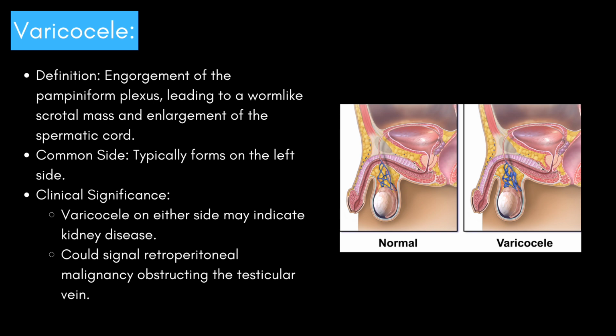Let's start off by taking a look at varicocele. Definition: engorgement of the Pampiniform Plexus leading to a worm-like scrotal mass and enlargement of the spermatic cord. Common side: it typically forms on the left side. Clinical significance: varicocele on either side may indicate kidney disease, and could signal a retroperitoneal malignancy obstructing the testicular vein.